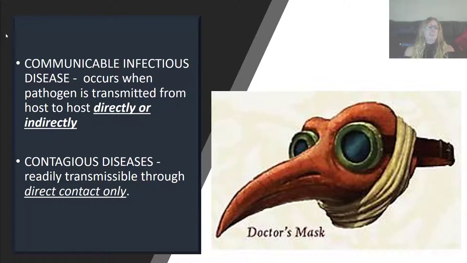So, some more terminology. Communicable infectious diseases simply means that this occurs when a pathogen is transmitted from a host to a host, either directly or indirectly, versus contagious diseases. Now, contagious diseases is a little bit more narrow than communicable infections. A contagious disease actually means that it is readily transmissible, but only through direct contact.